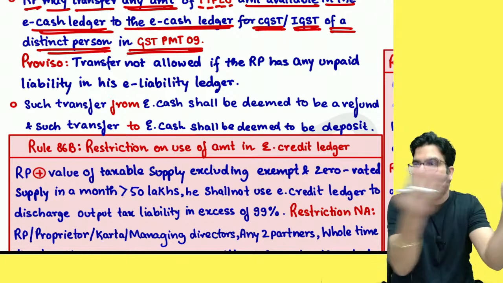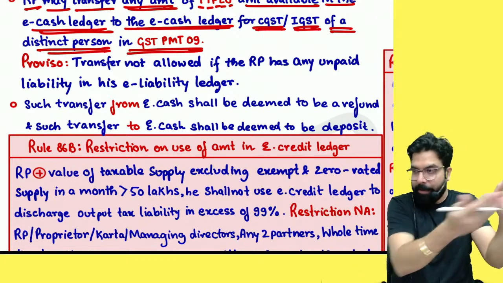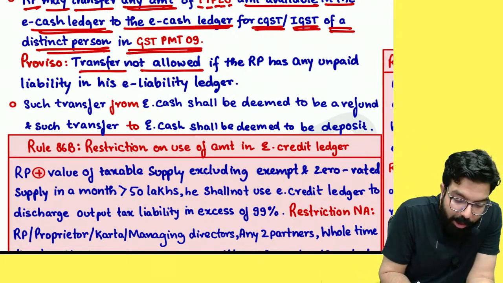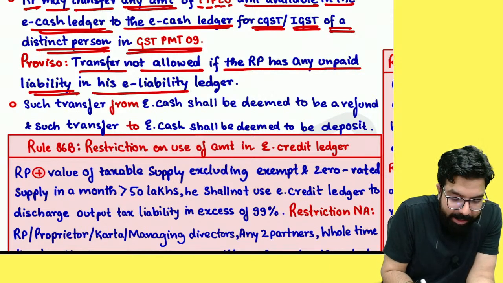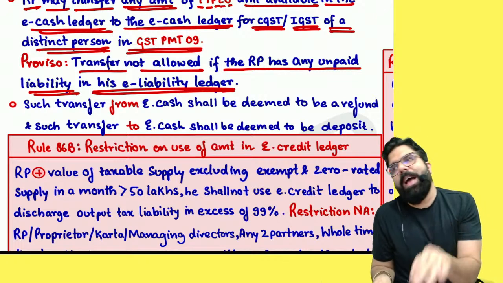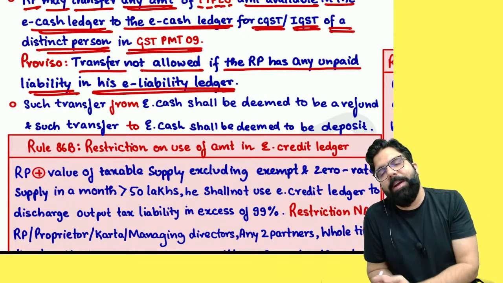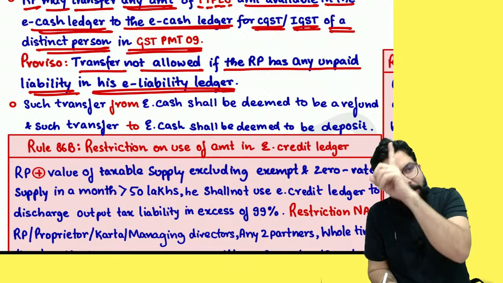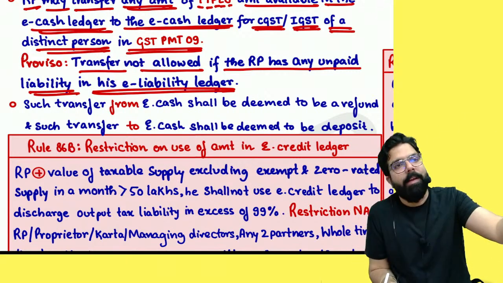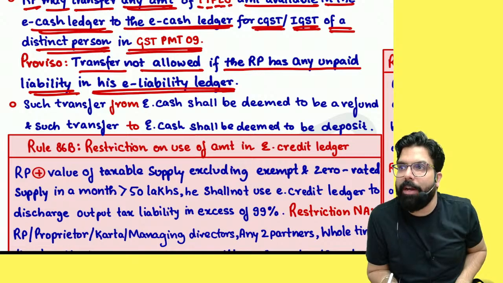Everyone remember one thing, when you are helping your distinct person, I am transferring to my distinct person. First help yourself and then help others. It says the transfer will not be allowed if any registered person has any unpaid liability in his e-liability ledger. So if I have any liability in my e-liability ledger, it will not be allowed to transfer to your distinct person. First pay your liability and then help your distinct person. Can I go ahead, everyone?